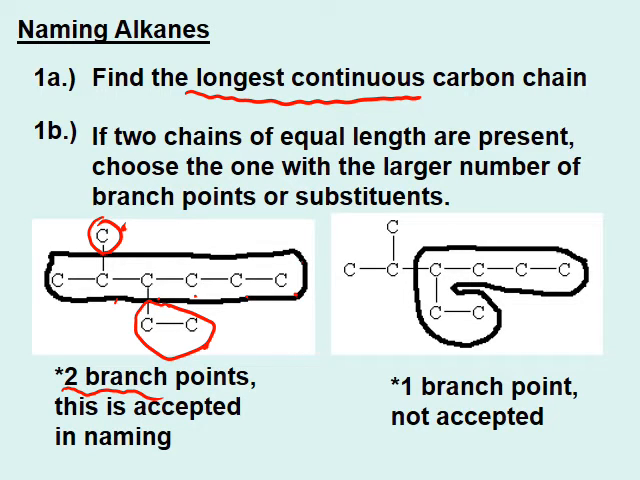Now the same compound, I'm trying a different way. Still, I get 1, 2, 3, 4, 5, 6, six carbons in a zigzag manner, but these are still continuous. Continuous means they're bonded back to back, back to back. And if this is my longest chain, I have now only one branch point. This is my branch.